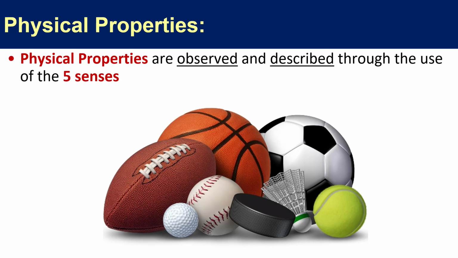Now, physical properties are observed and described mostly through the use of the five senses, whether it's looking at the basketball and saying the basketball is orange, or the football is brown, or oblong, or the tennis ball smells like rubber, or the hockey puck is hard. We used our five senses to make all those qualitative observations.